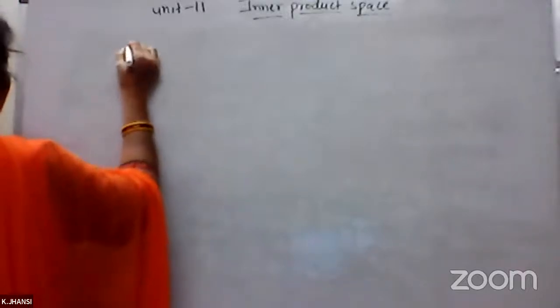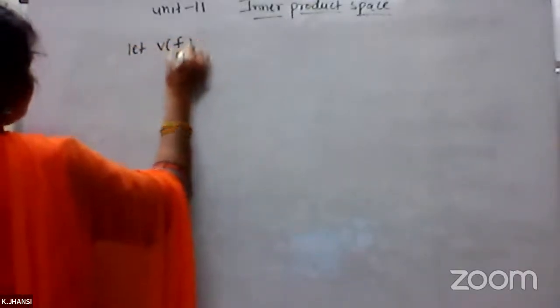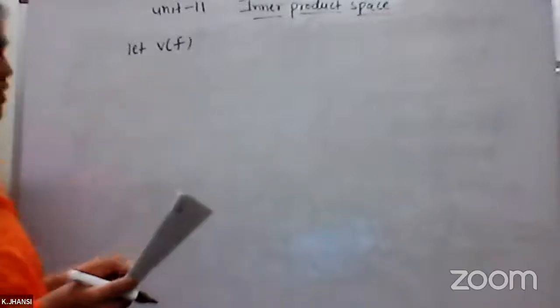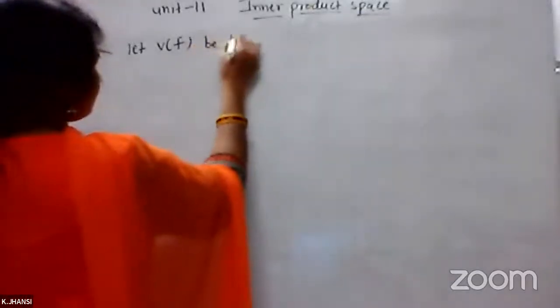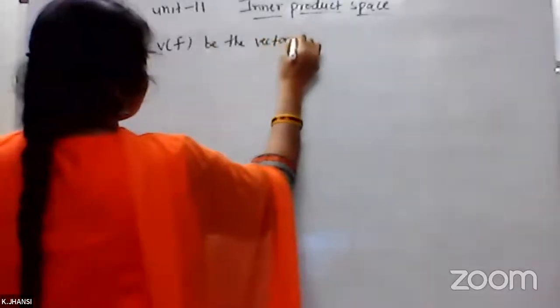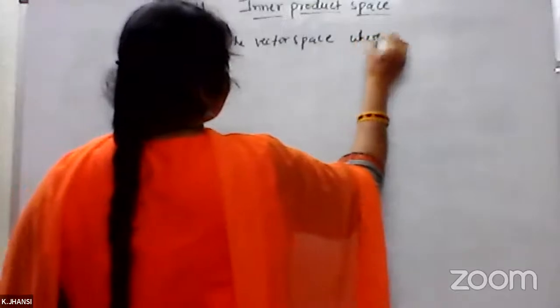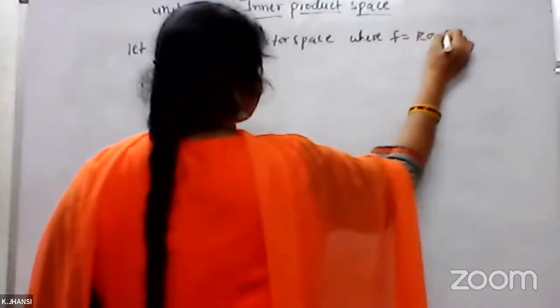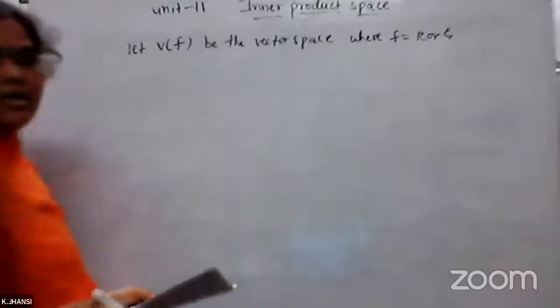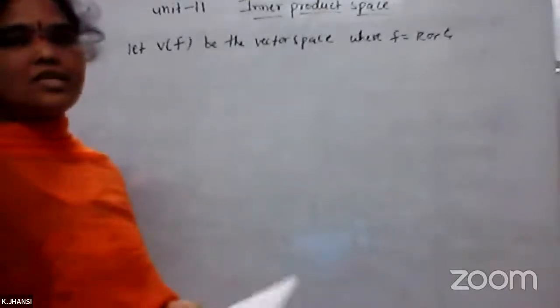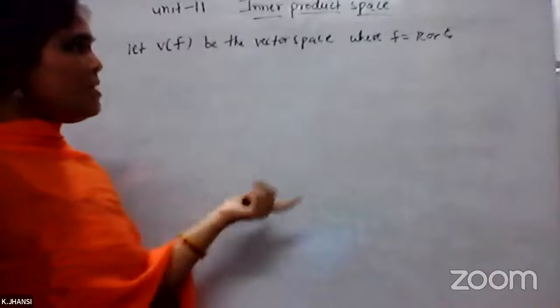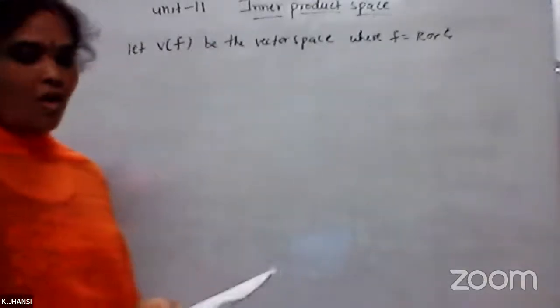Inner product space. So in that, already we have seen in unit 1, V of F represents a vector space if it satisfies some axioms. So here let V of F be the vector space where F equals R or C. Here R represents the set of real numbers and C represents the set of complex numbers. So the problems may be asked for the real numbers or else for the complex numbers.